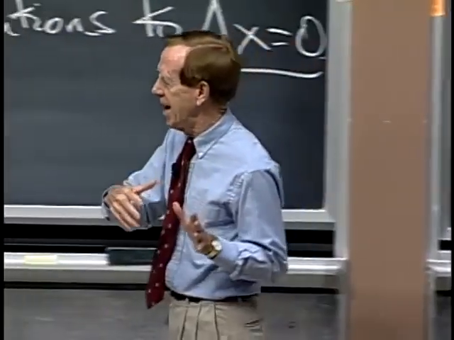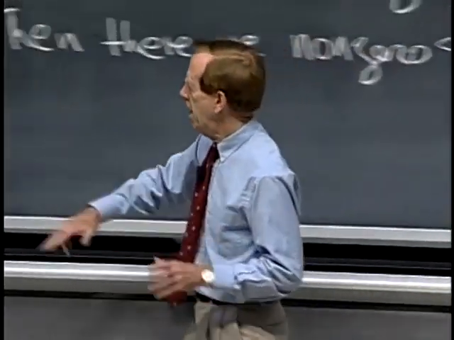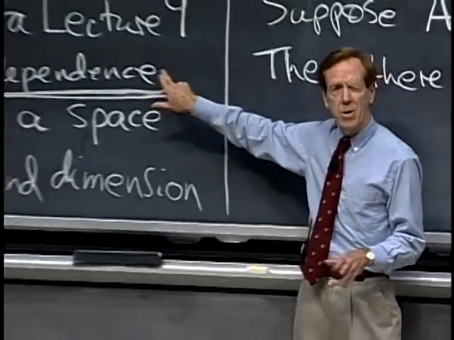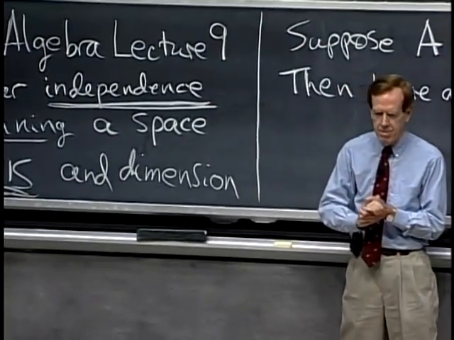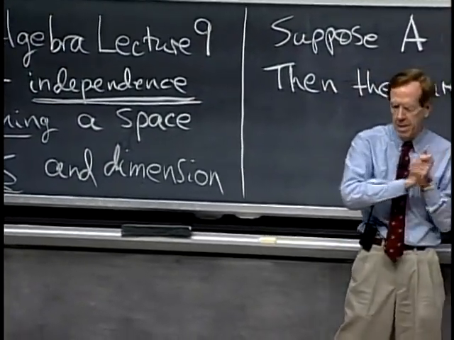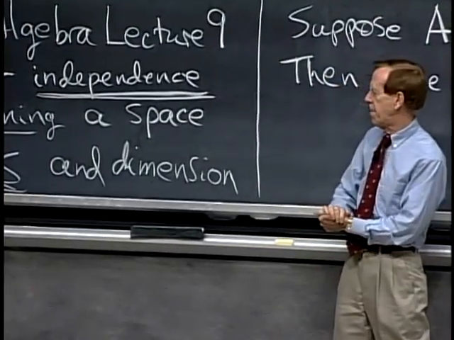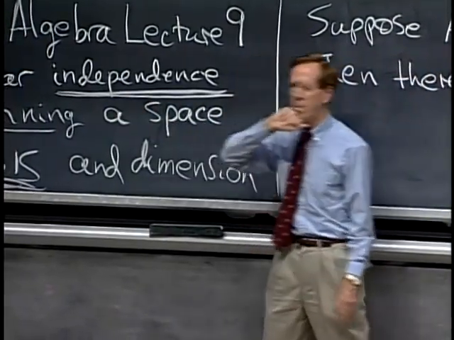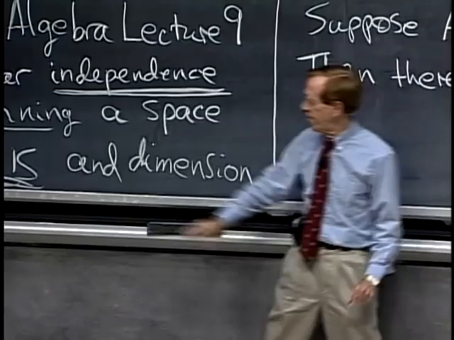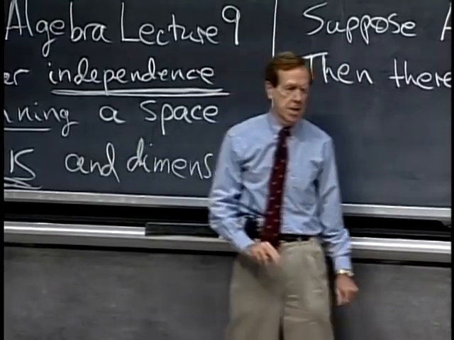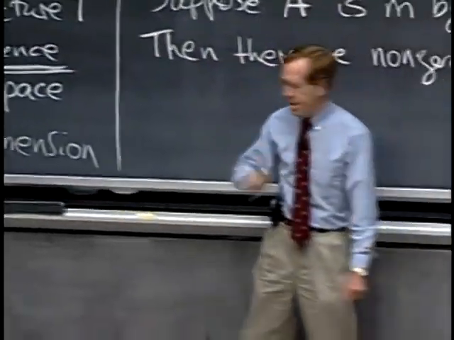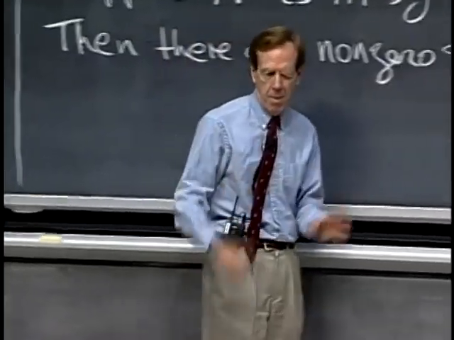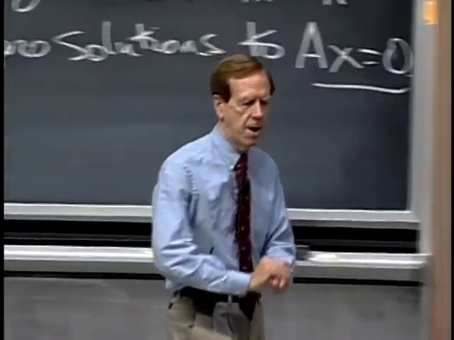And I want to emphasize that we talk about a bunch of vectors being independent. We wouldn't talk about a matrix being independent: a bunch of vectors being independent, a bunch of vectors spanning a space, a bunch of vectors being a basis. And the dimension is some number. Okay, so what are the definitions?